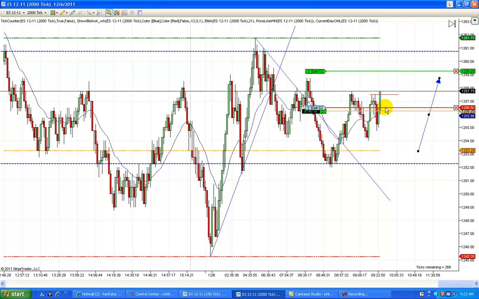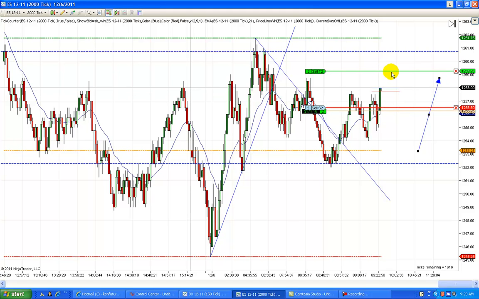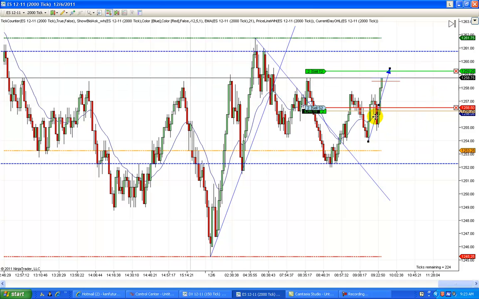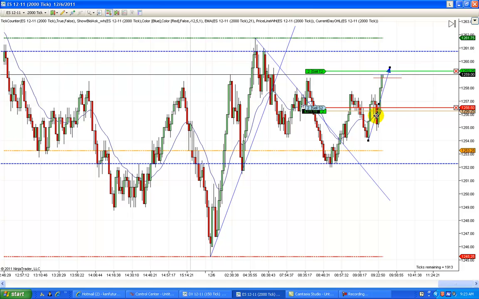We got our stop at break even plus one. We'll see if we can get, actually I wanted to get, where's our target here? Yeah, that should get us really close. Okay, we're almost about to fill our target here. Need a couple more ticks.